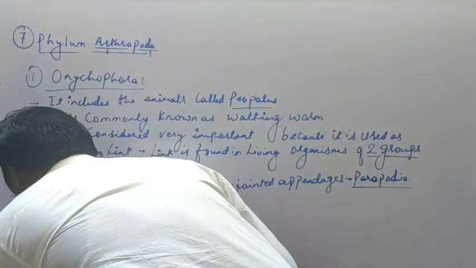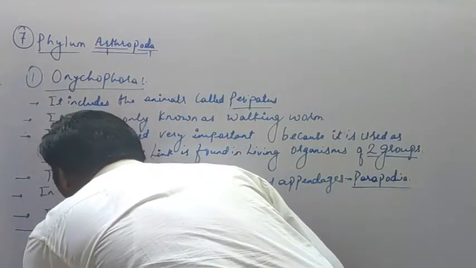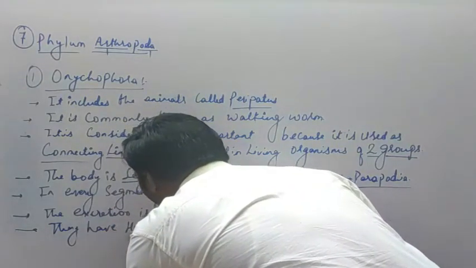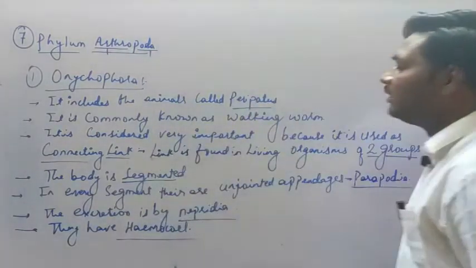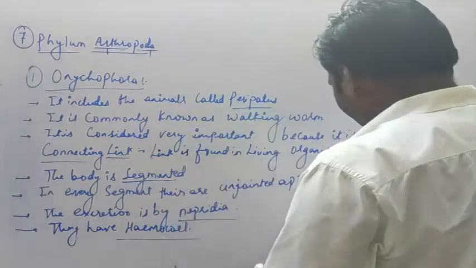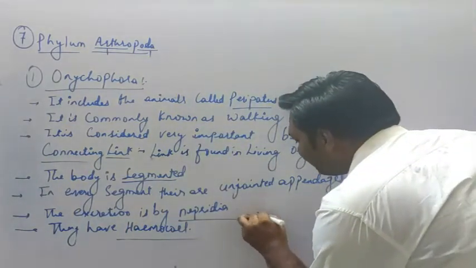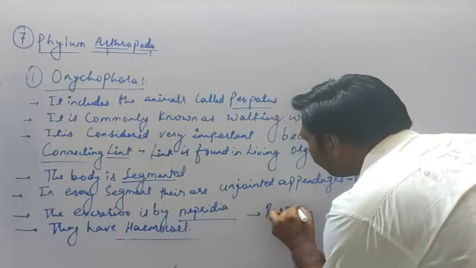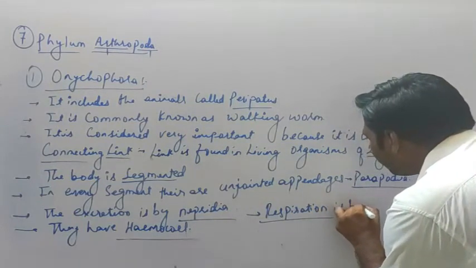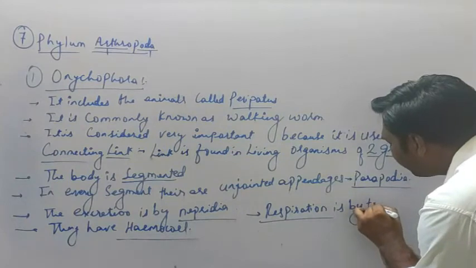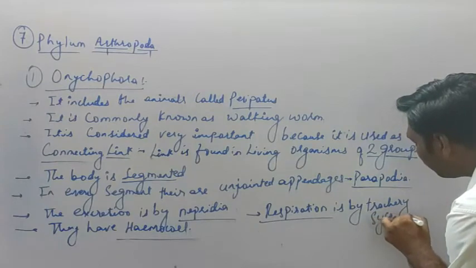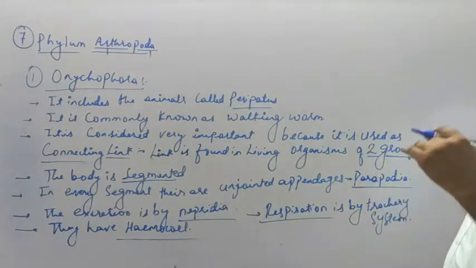The next, they have hemocoel. Hemocoel means the body cavity, which is filled with hemolymph. The next, respiration is by tracheary system. Here I will note the characteristics for you.